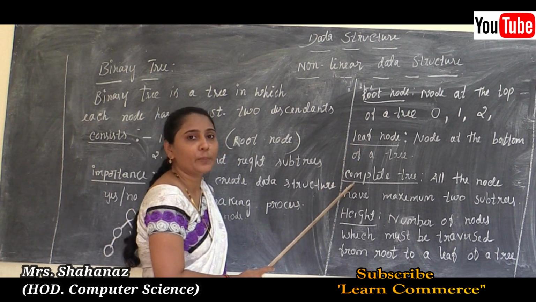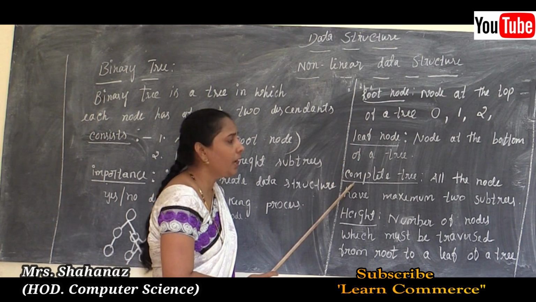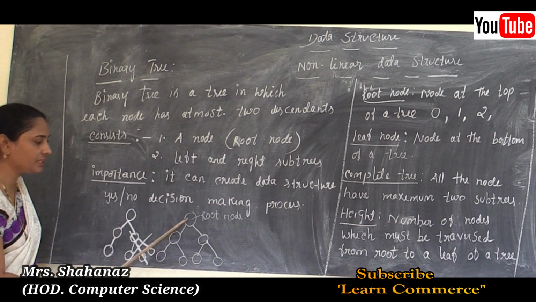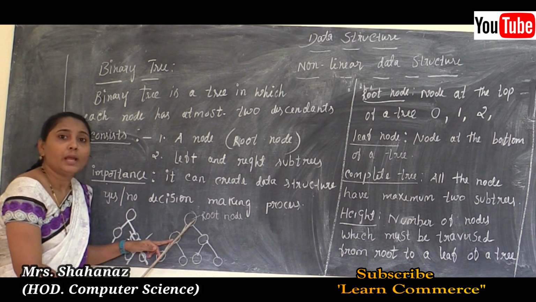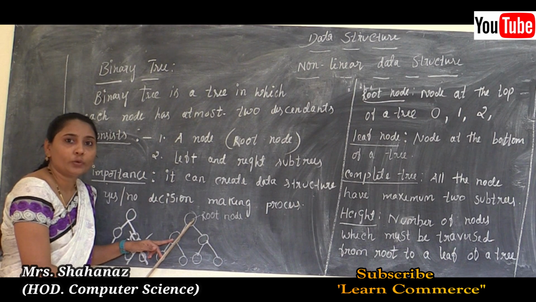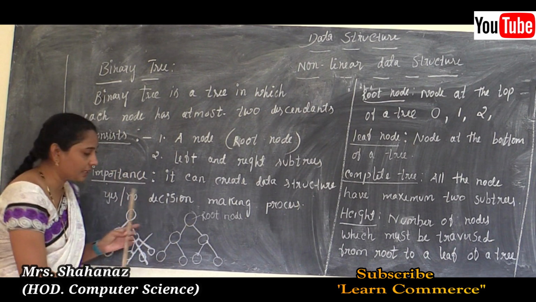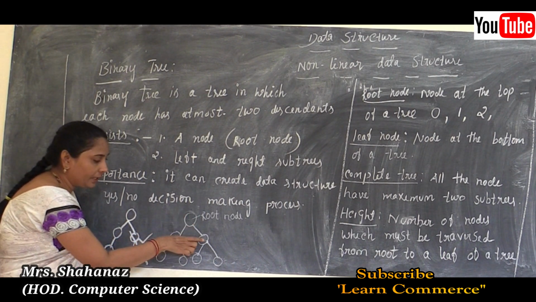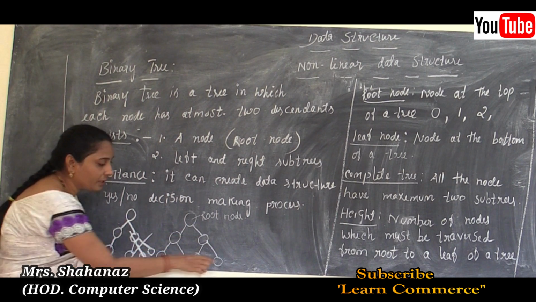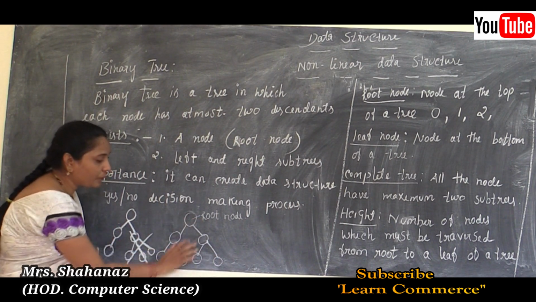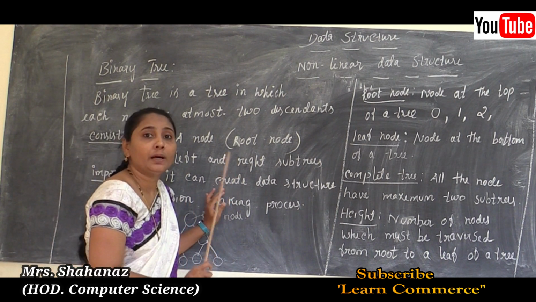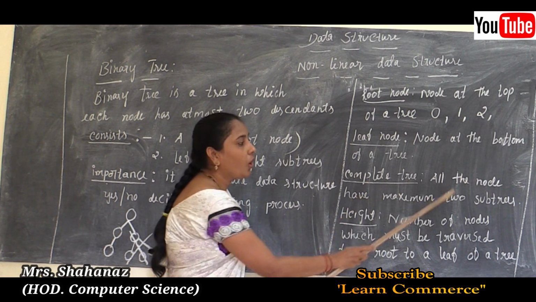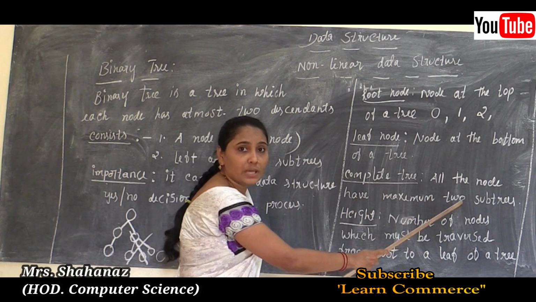And later the next one, complete tree. Which one is called the complete tree? That means all the nodes have a maximum of 2 subtrees. Maybe this is the example or this is the meaning of the binary tree. A binary tree is a tree in which each node has at most 2 descendants in this case. When you check here, first of all this one is the root node, containing 2 children here, here also 2 children, here also 2 children. So this is about our complete tree. That means each node has at most 2 descendants. So this one is called the complete tree, or a tree where nodes have a maximum of 2 subtrees is called the complete tree.